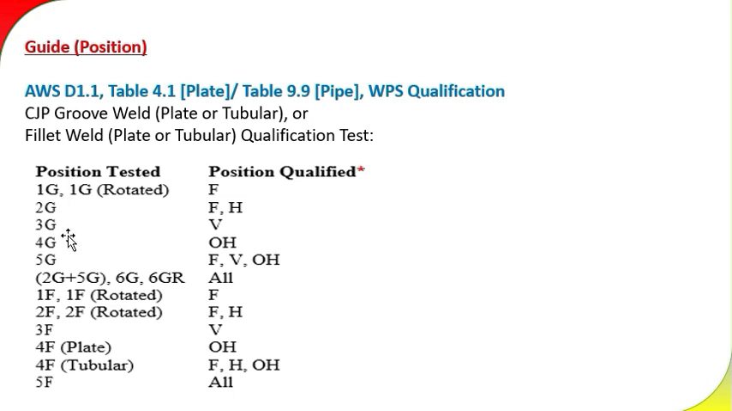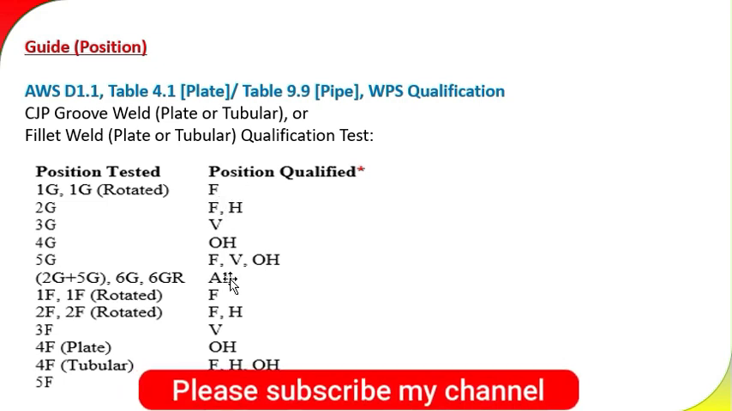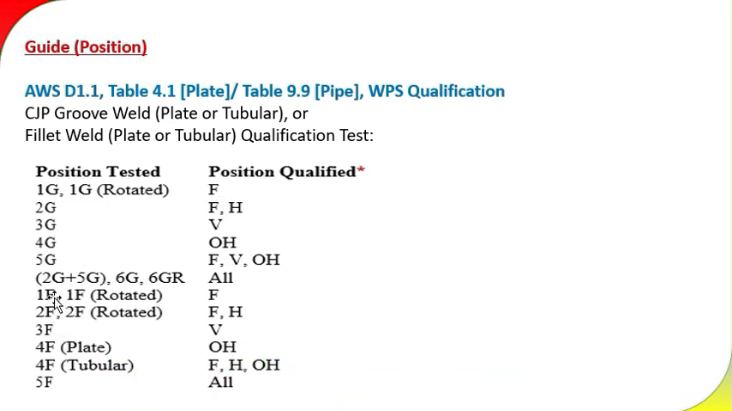Which position is tested and which position is qualified is clearly mentioned, so you have to understand it clearly. If somebody is qualified for 2G plus 5G, or 6G and 6GR, this means he is qualified for all positions. F means fillet, G means groove. You can get this from AWS D1.1. So this is table 4.1 and 9.1 for position. You need to know this table.